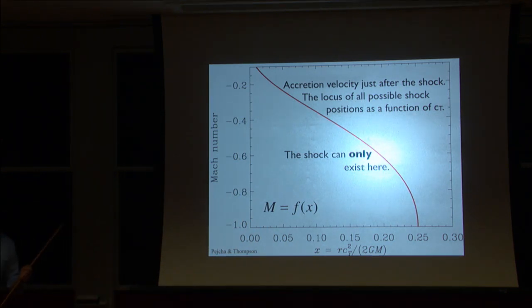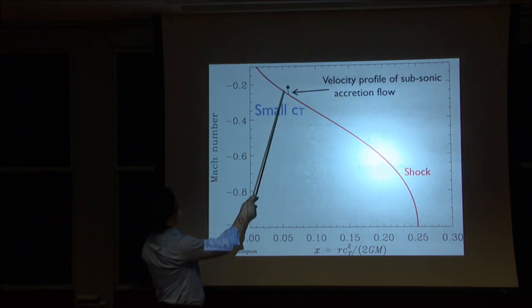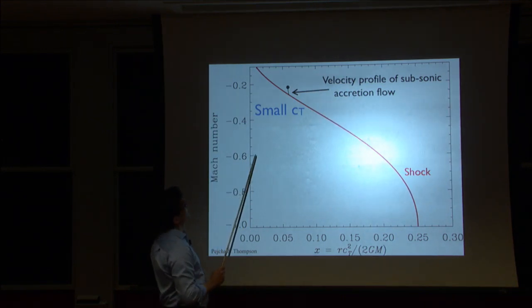And this is the Mach number. And so if you put in a single sound speed and you solve this equation, you get this. Here's a tiny little CT. What does this little bitty, cute little line here mean?